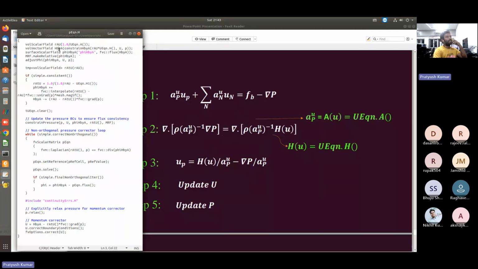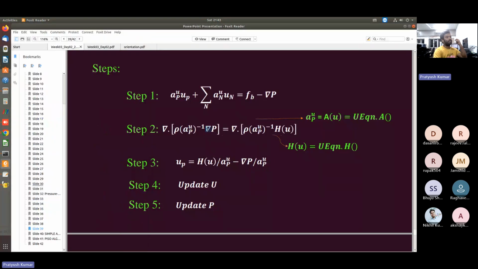Now this HbyA is a volume vector field. We need to calculate the surface scalar field because we need to put it as a divergence term here. So that is why we have taken the flux of this HbyA. So this is the term on the right side, and this is the term on the left side. So this pressure is the Laplacian of the RAU into these terms completely, because we are taking the Laplacian here. So delta into delta will become the Laplacian. And this means 1 upon UEqn dot A.